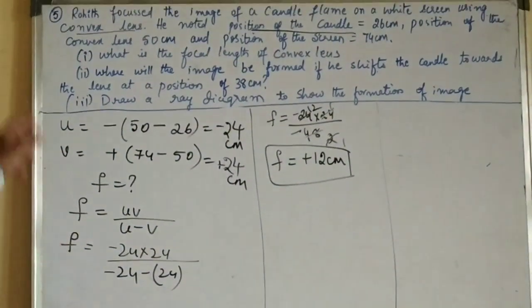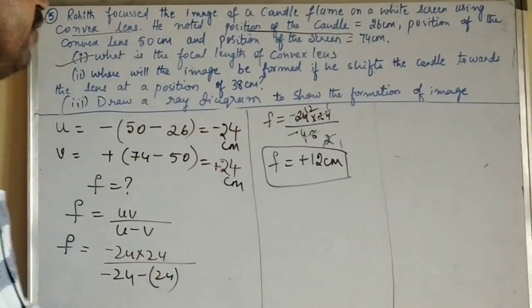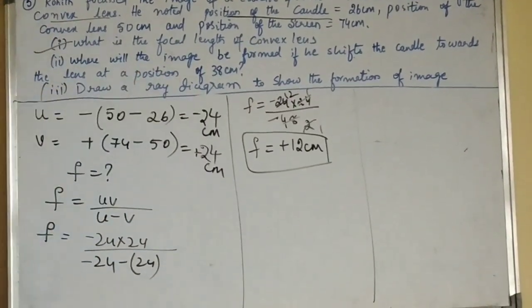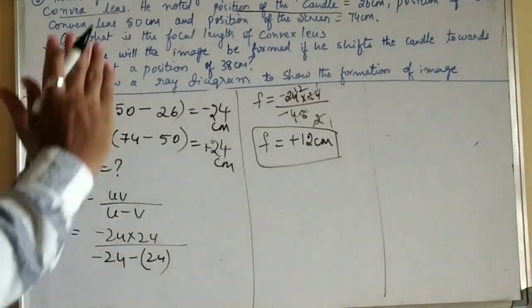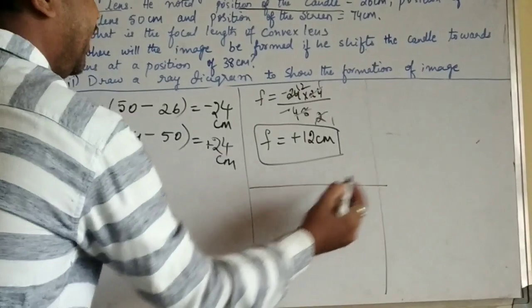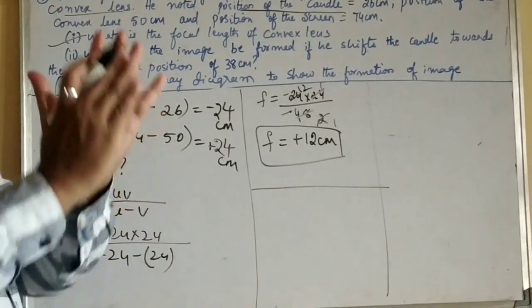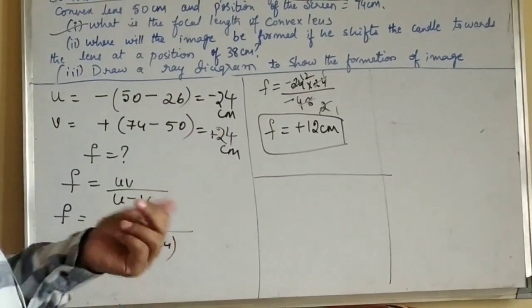Now after finding out the focal length, see the second. Where will the image be formed if he shifts the candle towards the lens at a position of 38 centimeter? Now he is shifting the candle from 26 to 38. If he is shifting the candle, the object is shifting from 26 to 38, which means there has to be a change in the object distance.